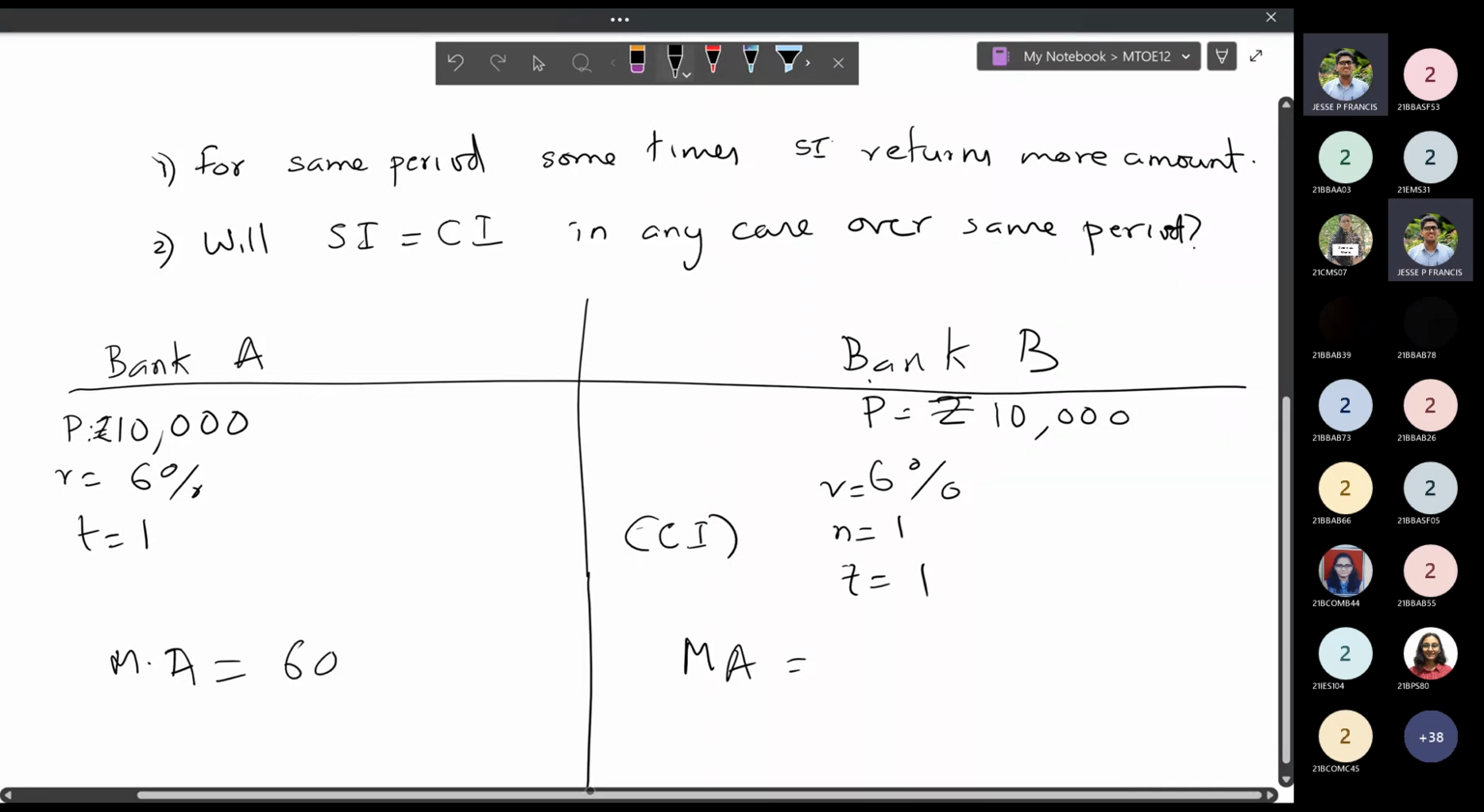Simple interest, the maturity amount is 600. That is, interest is 600 and you end up earning 10,600 in either case. Interesting. Simple interest and compound interest are returning the same amount in this case.